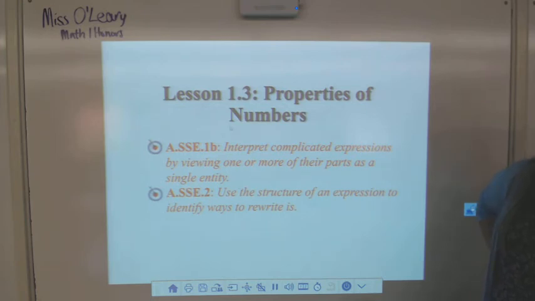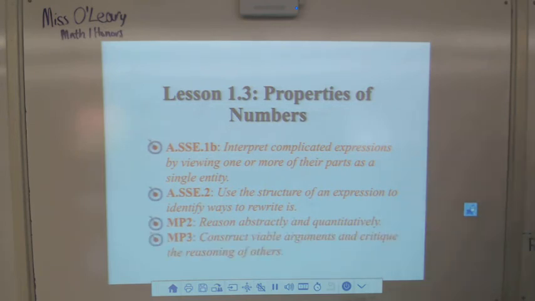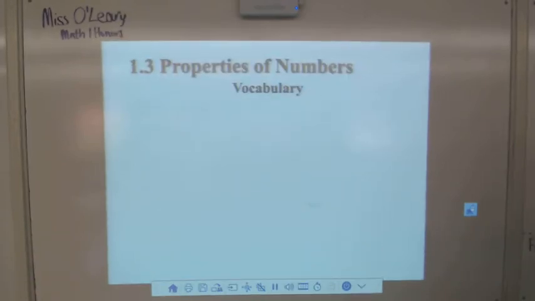Very similar goals to our first lesson here. We're going to reason abstractly and quantitatively, and we're going to construct viable arguments and critique the reasonings of others. Lots of skills to work on, many of the same skills we worked on in the first 2. So, starting off, we have some vocab.